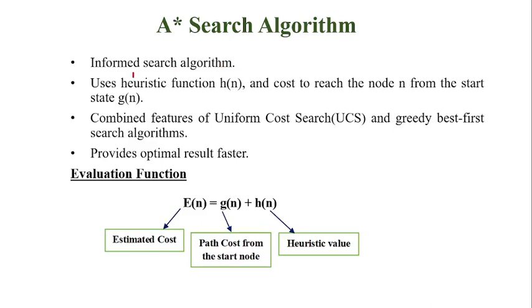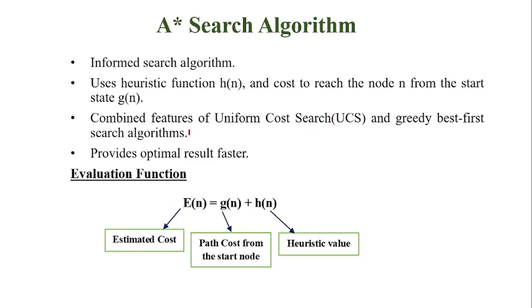A star search uses the heuristic function h of n and the cost to reach the node n from the start state, g of n. It has combined features of uniform cost search and greedy best first search algorithms, by which it solves the problem efficiently. What is uniform cost search? It finds the path to the goal node which has the lowest cumulative cost. What is best first search? Best first search algorithm always selects the path which appears best at that moment based on the heuristic value.